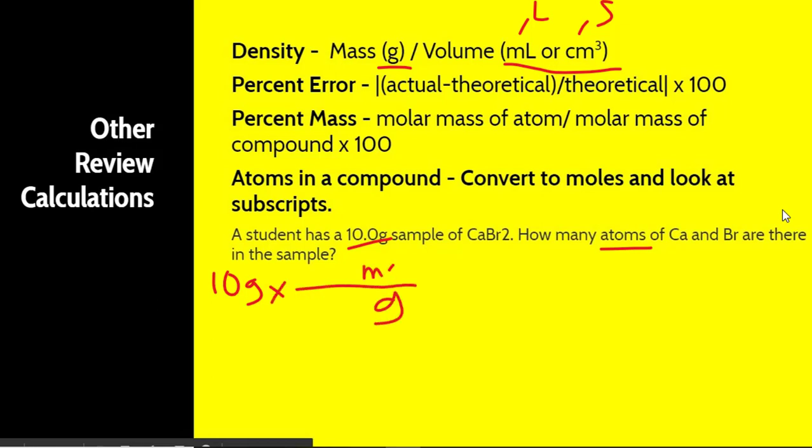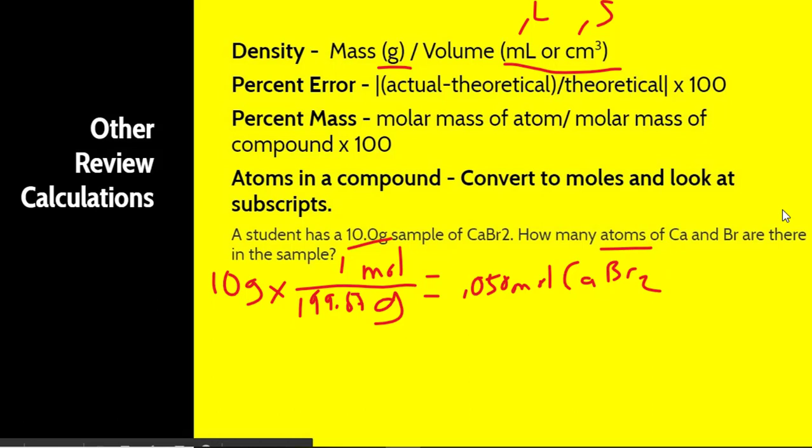We're going to convert our grams to moles. And again, we find that information on the periodic table. Molar mass of calcium bromide is 199.87. Okay. So again, let's get that into moles first. Let's do a little bit of math. And what we get is 0.050 moles of CaBr2. Okay? So that's our first step.